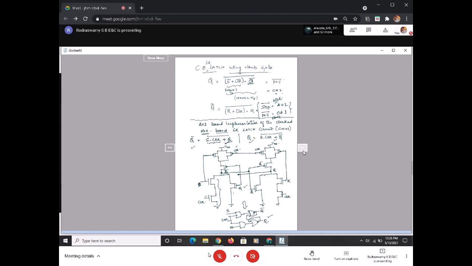If someone asks you what you mean by AOI, don't be dumb, because I had already discussed this in my earlier class, for your kind information. So this is what I have. So this is your AOI based implementation of the clocked NOR based SR latch.